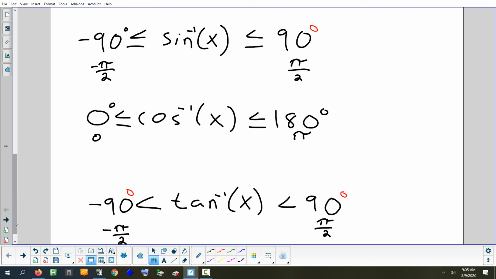Yes, 150 is another answer, but we're not going to use that one. 390 is another answer, but we're not going to use that one. Because then that would give us more than one answer to the same question. So we're going to agree to just give that answer. And there never will be more than one answer between negative 90 and 90. There'll always just be one. Same thing with cosine and same thing with tangent.